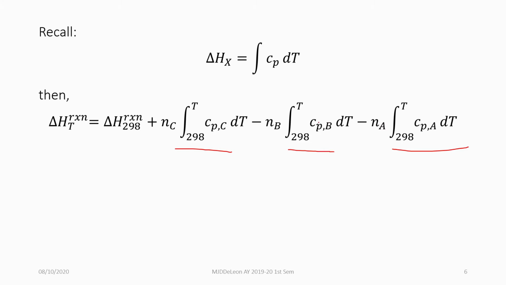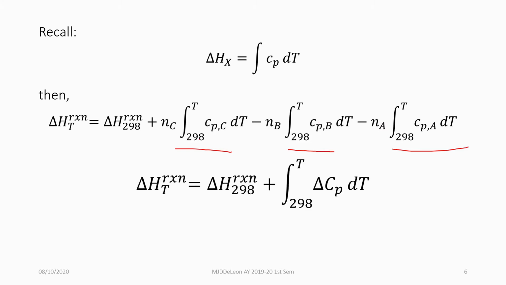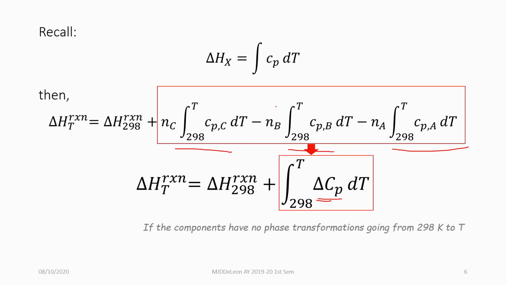Then, we can actually put them together. NCP, NC, NB, and NA, yung CP ni C, B, and A, to have this delta CP. So basically, pinag-combine lang natin to. So this is only valid if the components have no phase transformation going from 298 Kelvin to an elevated temperature T.